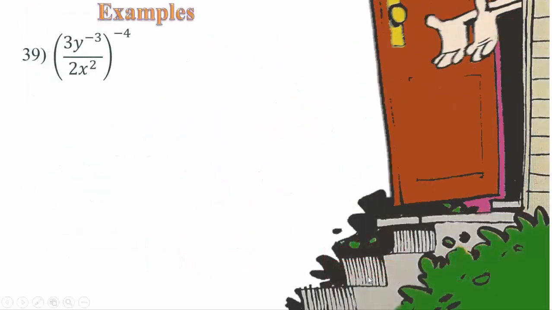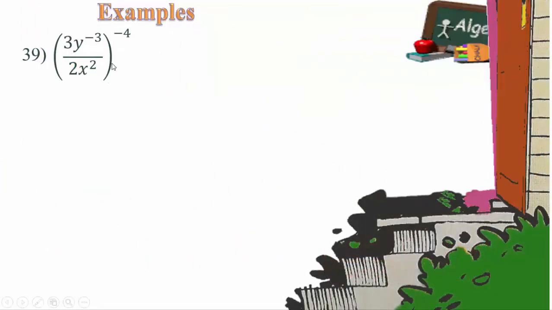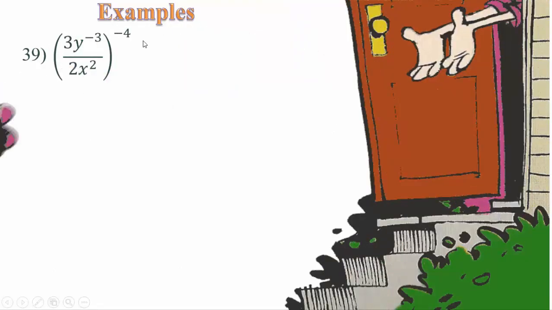In example number 39, we have this, and it's to a negative 4th power. So what I'm going to do is work it out on the whiteboard. In example number 39, we have 3y to the negative 3 divided by 2x squared, and this whole thing is to the negative 4.